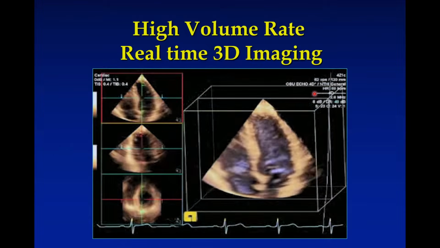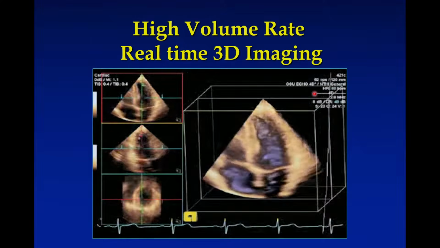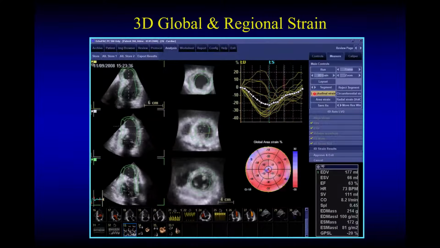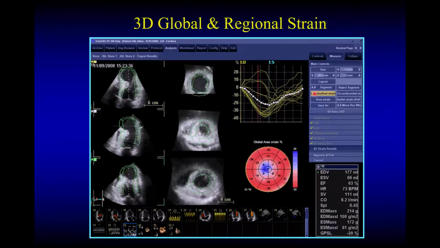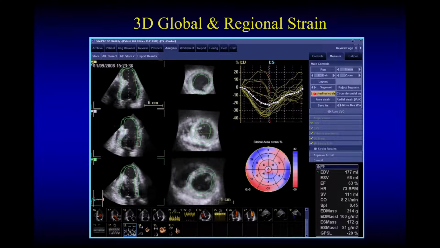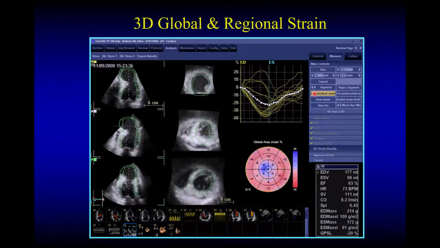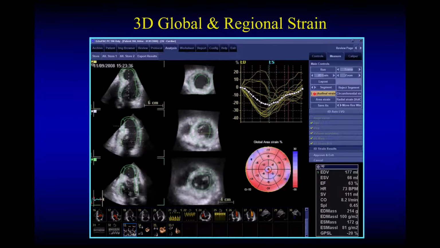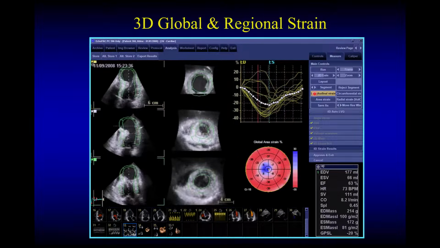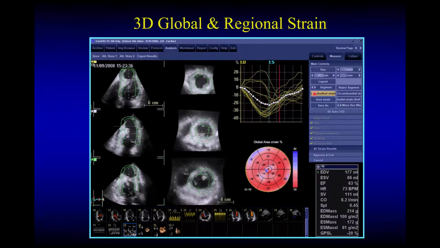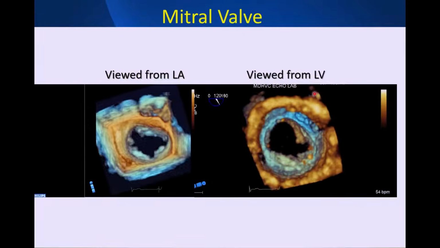So our sonographers are trained. Hopefully your sonographers are also trained in acquiring these images, and you can get not only 3D volumes, which are very important when you have a deformed ventricle with regional abnormalities. I think this is where we really need to push 3D from a volume and ejection fraction point of view, and you could do also regional strain.